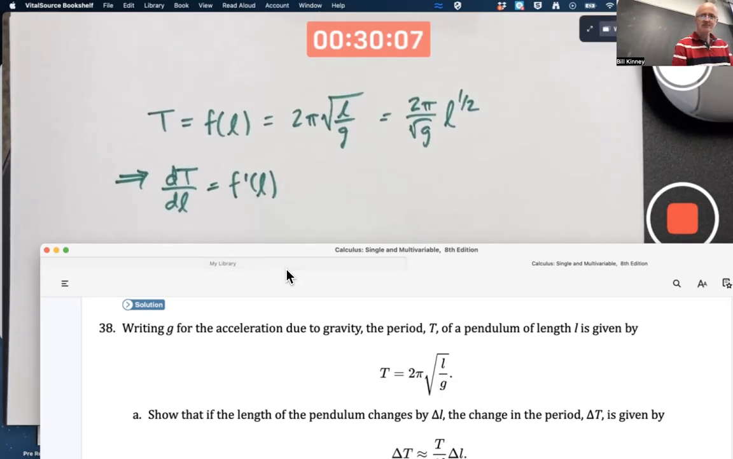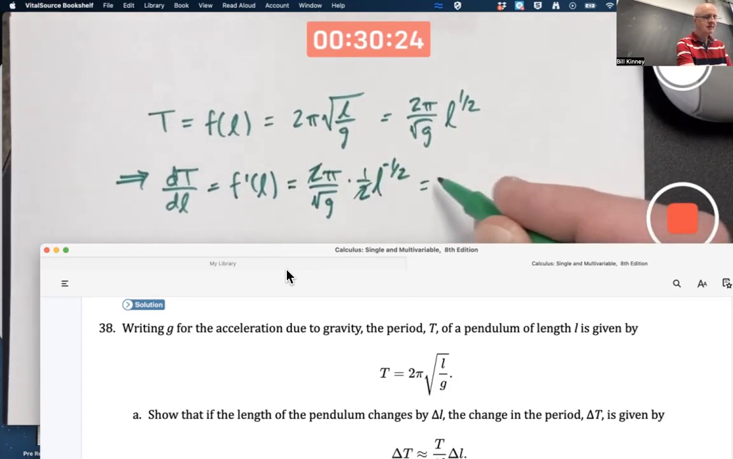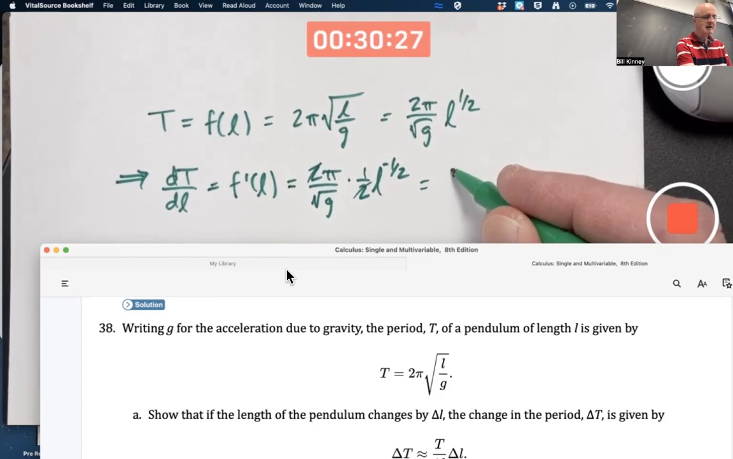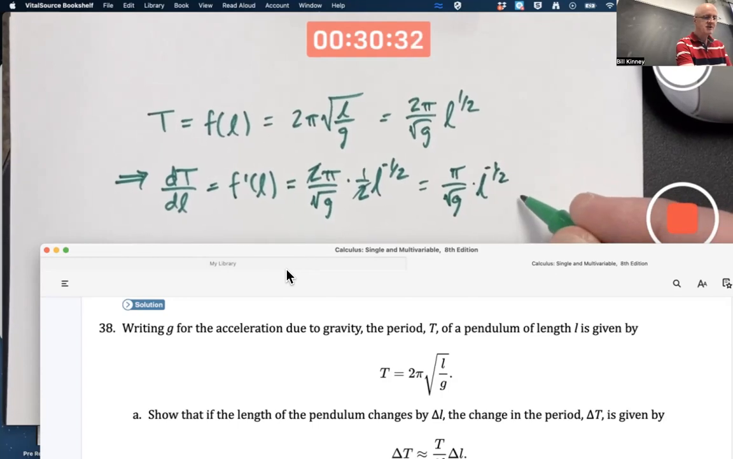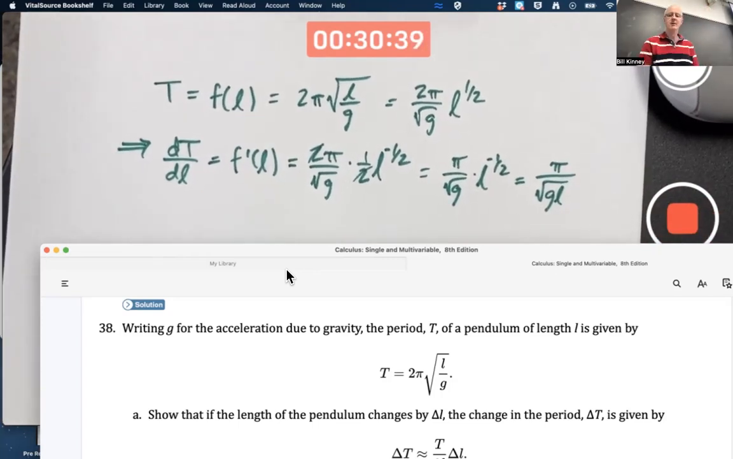Anyway, as far as doing it here, you treat the g as a constant, so you just leave that constant there. You've got 2 pi over square root of g, and then differentiate L to the 1/2, L being the variable. So just bring down the 1/2 and subtract 1 from the exponent. This can be simplified a bit, cancel the 2's. So this simplifies to pi over square root of g times L to the negative 1/2. If I like, I also can write that as pi over square root of g times L. That's a property of square roots. And also negative 1/2 exponents mean 1 over L to the positive 1/2.